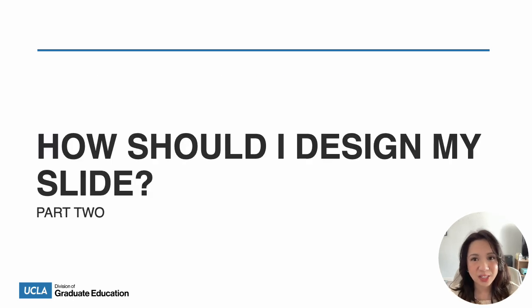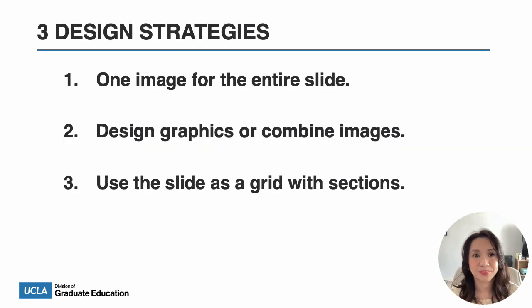So once you've made these initial decisions as to the purpose and approach of your PowerPoint slide, you'd want to consider a design strategy. So now we're going to talk about different ways that you can utilize and even maximize the space of the 16:9 PowerPoint slide. Consider these 3 design strategies. 1. To use one image for the entire slide. 2. To design your own graphics or to combine images. And 3. To use the slide as a grid with sections.